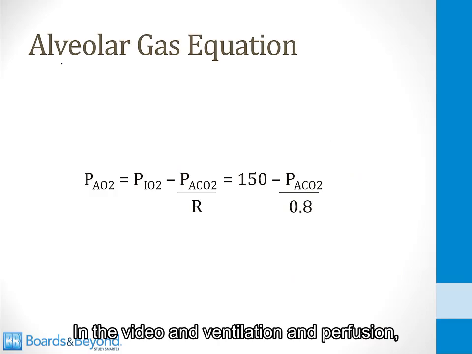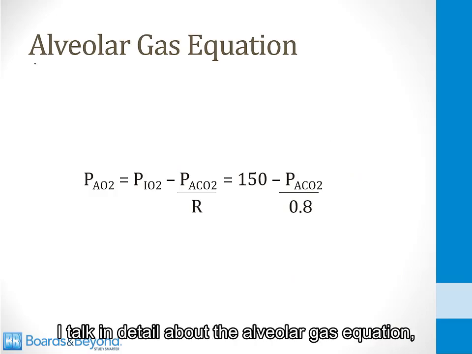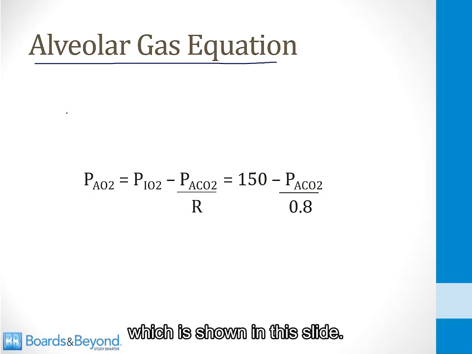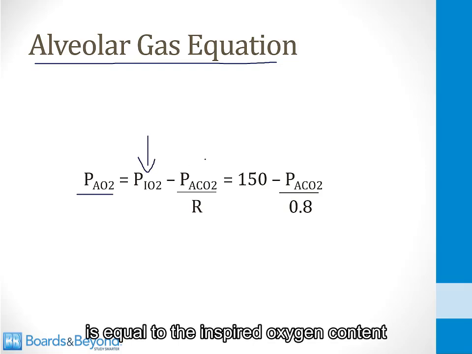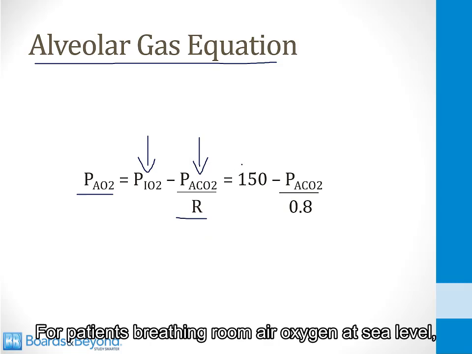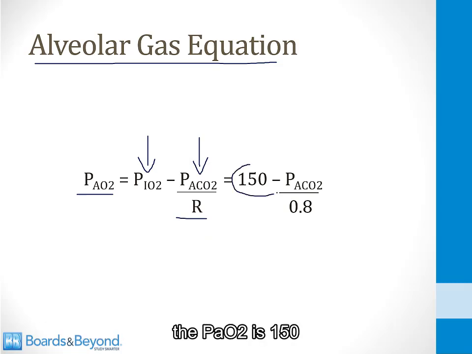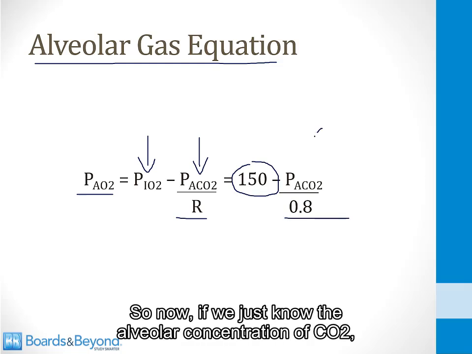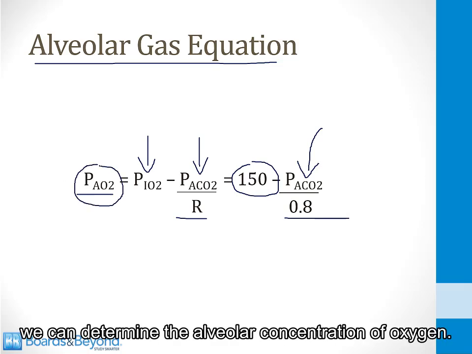In the video on ventilation and perfusion, I talk in detail about the alveolar gas equation, which is shown on this slide. According to this equation, the alveolar oxygen content is equal to the inspired oxygen content minus the alveolar CO2 content divided by a constant R. For patients breathing room air oxygen at sea level, the PiO2 is 150 and the constant R is 0.8, so now if we just know the alveolar concentration of CO2, we can determine the alveolar concentration of oxygen.